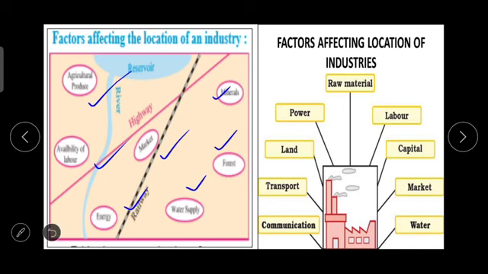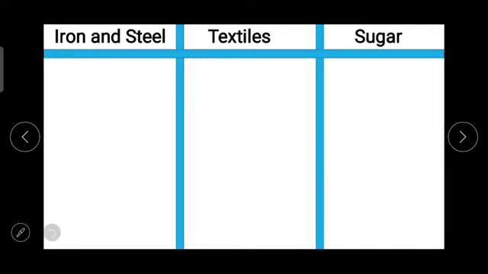Forest and minerals, these two things give the raw material. So the factors affecting location of industries include raw material, power, land, transport, communication, labor, capital, market and water. Now in our textbook, what is given?